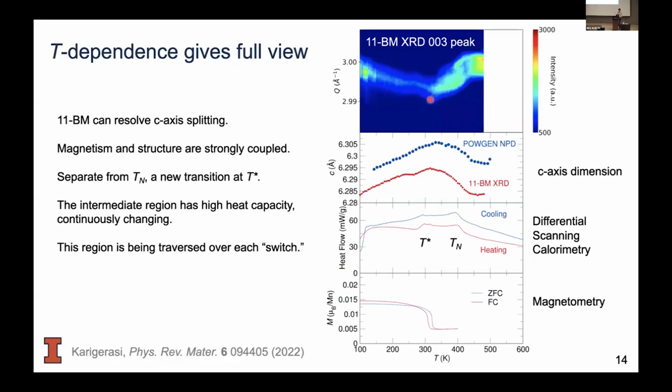heat it up to room temperature, which is right about here, and this is the 003 peak, so we're watching the C-axis. And as you heat it up, it actually starts splitting, and there's 3 peaks here, and it maintains these 3 peaks. In neutron diffraction, you see the same thing happening, but it doesn't have the resolution, so it kind of just looks like one peak going up and turning over.